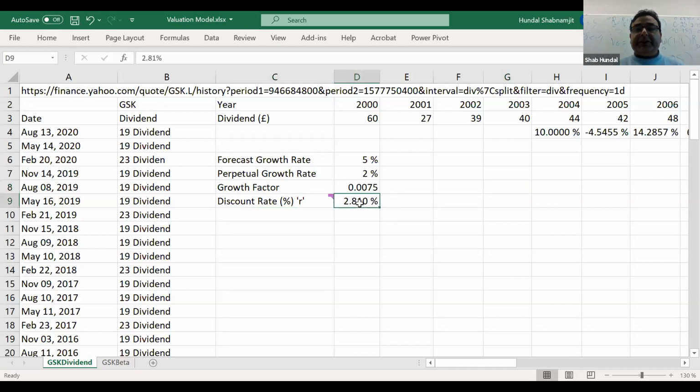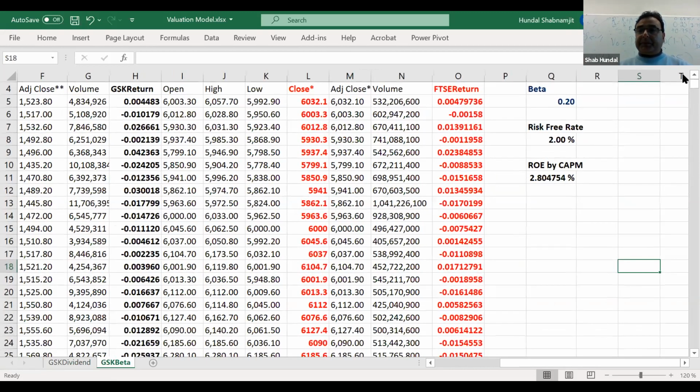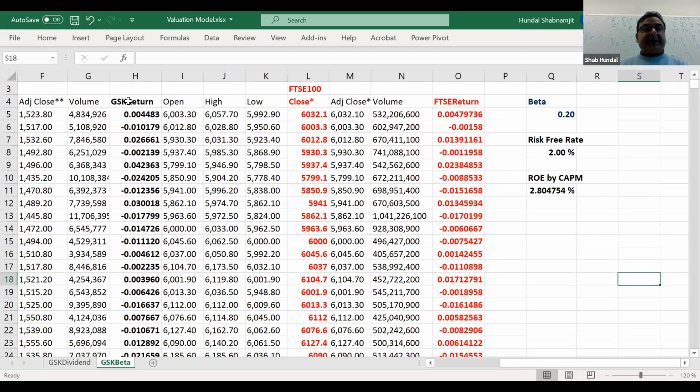And then guess what? This 2.810 comes. I mean, if it is my assumption, I would take a simple rate, not 2.810. But guess what? There is a second part of the spreadsheet. I calculated beta. So what I did, GlaxoSmithKline return, and I got the slope with the FTSE 100.